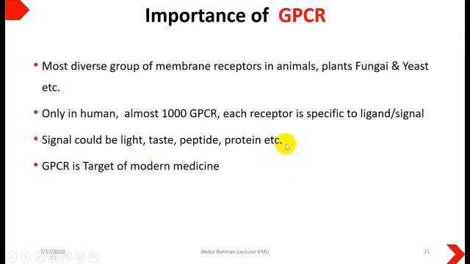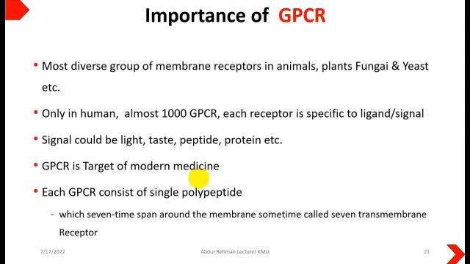G protein coupled receptor is the target of most of the medicine available in the market and also the target for modern research. Each G protein coupled receptor consists of a single polypeptide, as I have mentioned earlier, which spans 7 times around the membrane. That's why sometimes it's called a 7 transmembrane receptor.